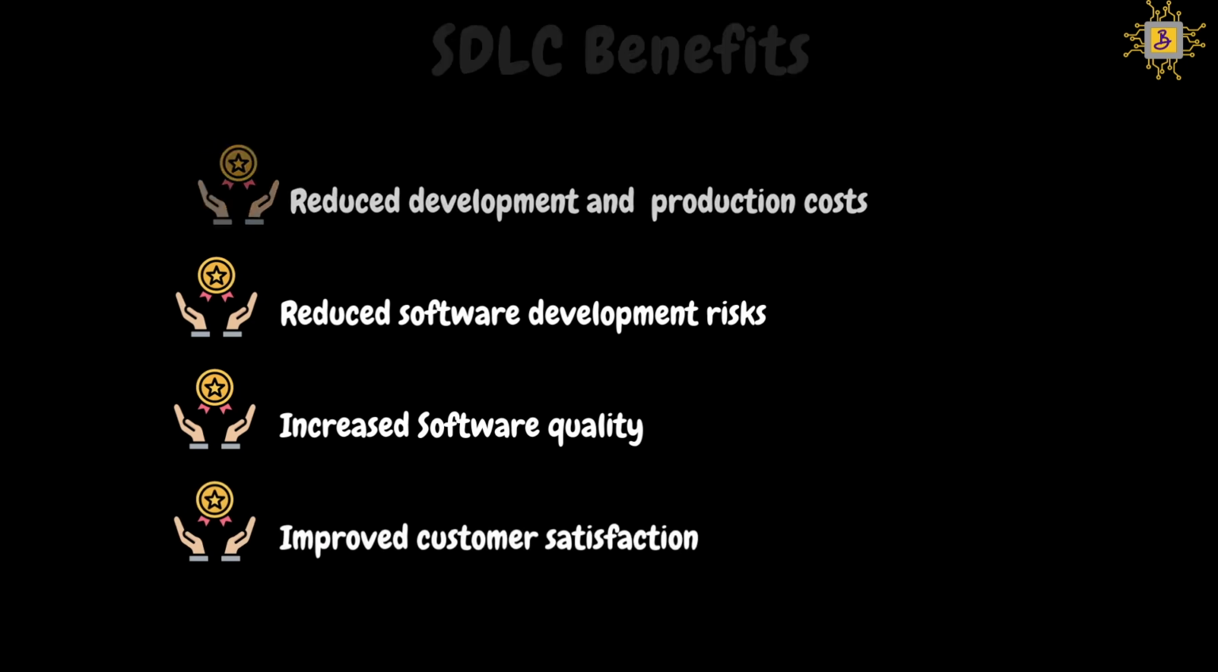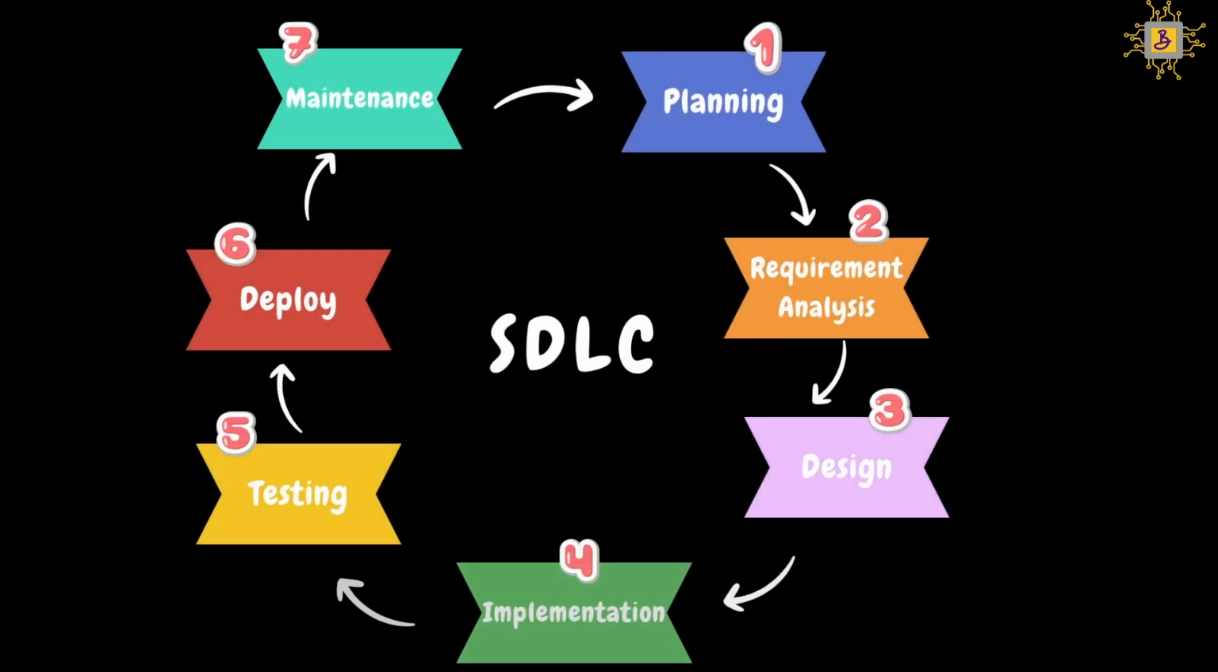Now let's look at different phases of SDLC. In general, there are 7 stages or phases of SDLC: planning, requirement analysis, design, implementation, testing, deploy, and maintenance. Now let's explore each phase in detail. For better understanding, we will learn these phases with a real-time example.